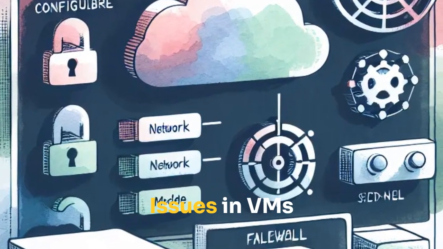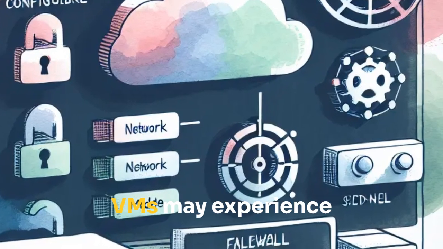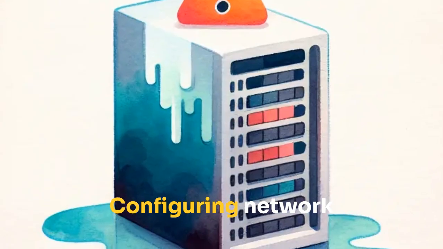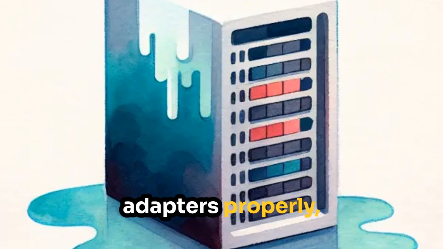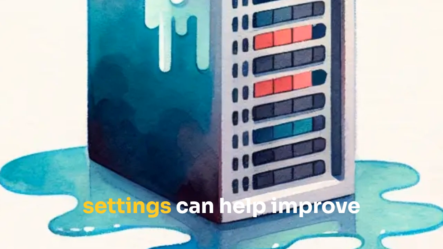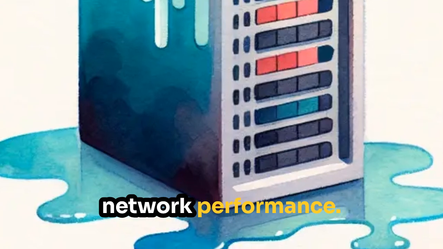Network connectivity issues in VMs. VMs may experience slow internet speeds or disconnections. Configuring network adapters properly, selecting the right networking mode, and adjusting firewall settings can help improve network performance.